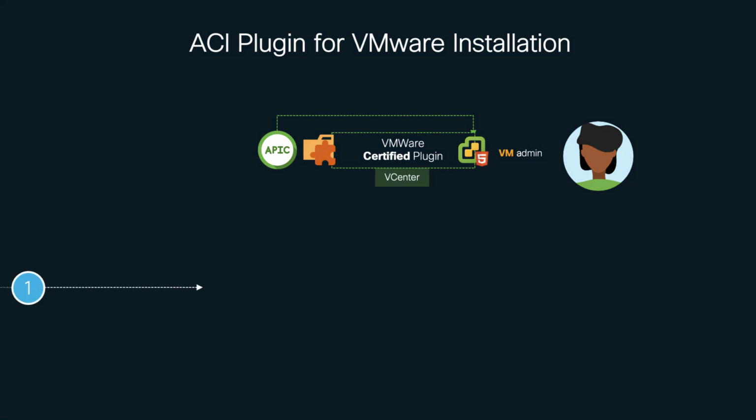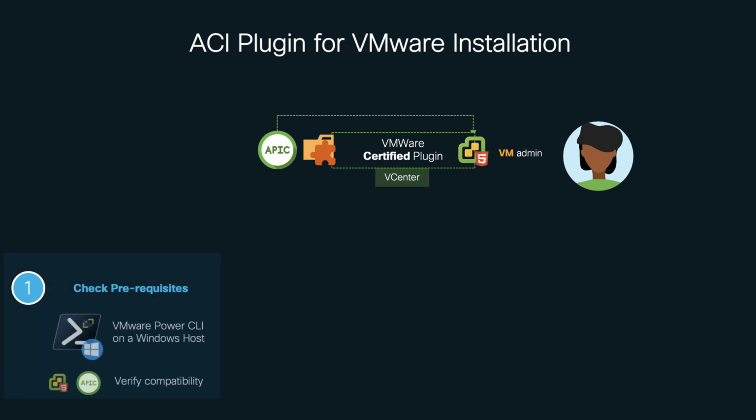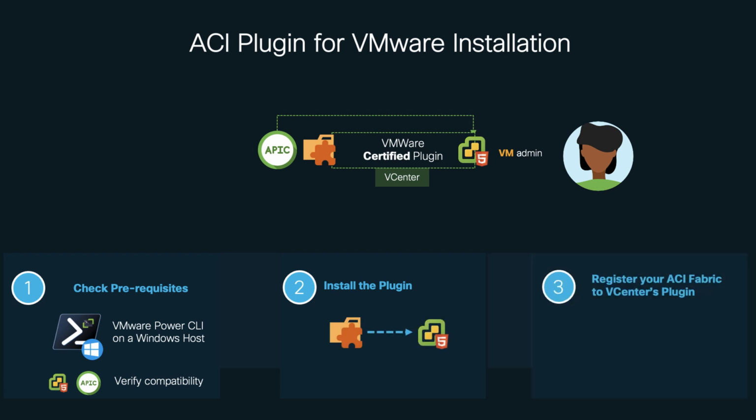To install it, we will follow 3 simple steps. First, we will check that all the prerequisites are covered. Second, we'll install the plugin. Third, we will connect the plugin on vCenter to our ACI fabric. Okay, let's start with step 1.